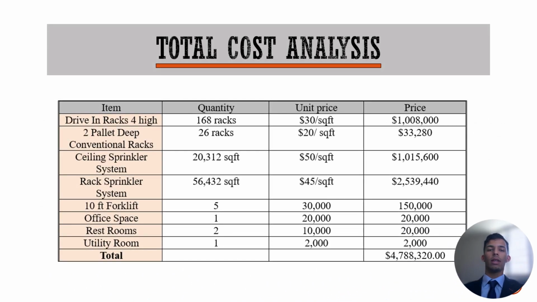Here is the total cost analysis. The table provides a detailed breakdown of expenses linked to establishing a warehouse infrastructure encompassing a range of items such as driving racks, conventional racks, sprinkler systems, forklifts, office space, restrooms, and a utility room. Each entry includes the quantity, unit price, and total cost. In summary, to set up the warehouse, approximately $4.7 million is needed versus $8 million if the previous option was selected.